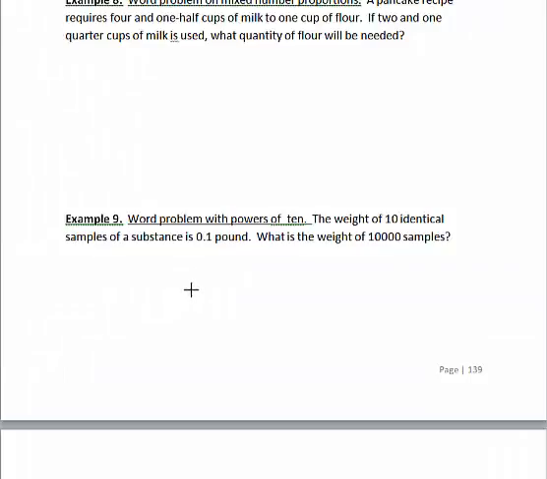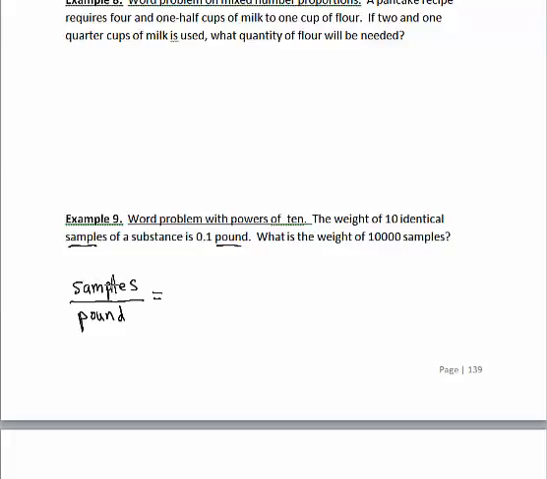Alright, finally, example 9. A weight of 10 identical samples of a substance is 0.1 pound. What is the weight of 10,000 samples? Well, let's see, how do we want to write this? We'll write it as samples and pounds. So our proportion would be designed with samples on the top, and it doesn't really matter. You could put pounds on the top and samples on the bottom. I'll set mine up this way.